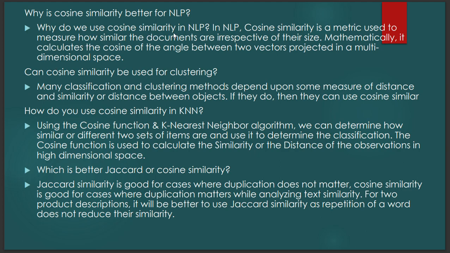Why is cosine similarity better for NLP? Why do you use cosine similarity in NLP? Cosine similarity is the metric that measures how similar documents are, irrespective of size. Mathematically, it calculates the cosine of the angle between the vectors projected in multi-dimensional space.